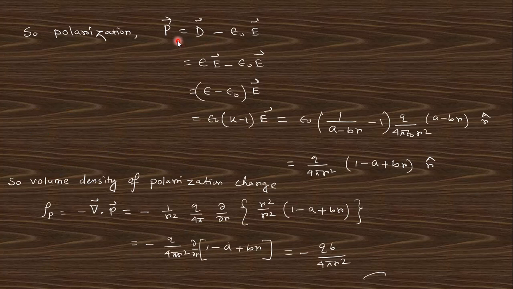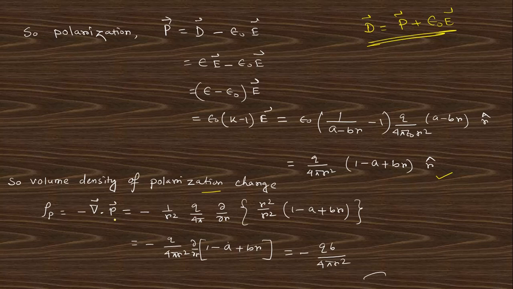Obtaining this electric field, you can find out the polarization by this relation, D minus this, because you know this displacement vector is nothing but P plus epsilon naught E. So from that you get P equal to this. And D equals epsilon E, so E can be common and epsilon naught common, this will be k minus 1. Putting the value of the electric field, you will get this equation. This is the polarization.